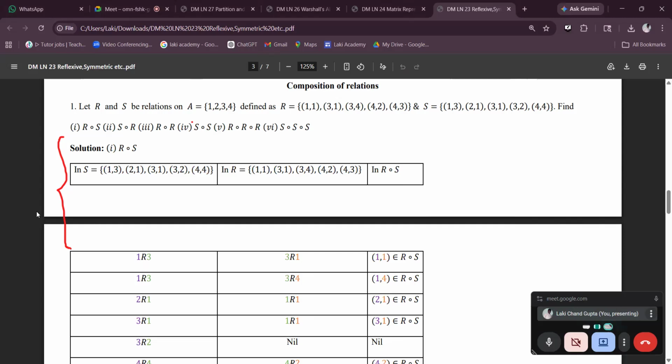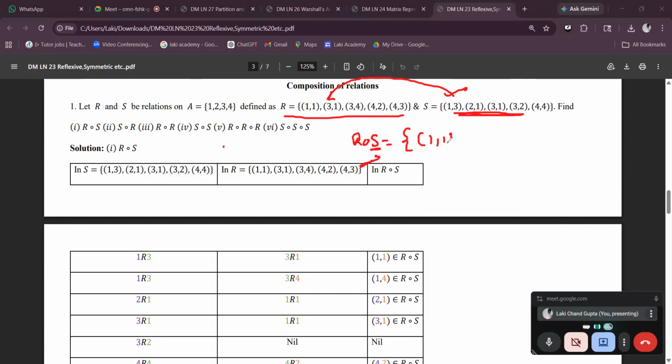Composition of relation. This is relation R and this is relation S. So how will you write? First check R, sorry, inside S. 1 is related with 3. Now check 3 is related with 1. So you will get what? 1 comma 1.